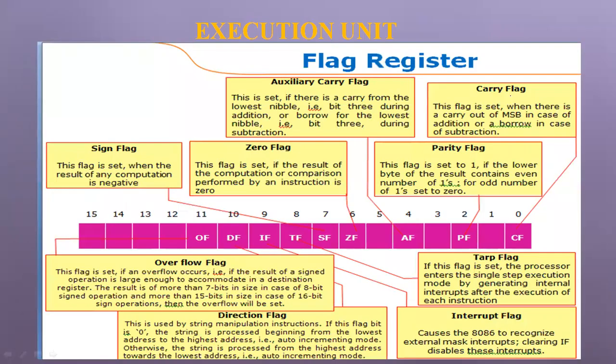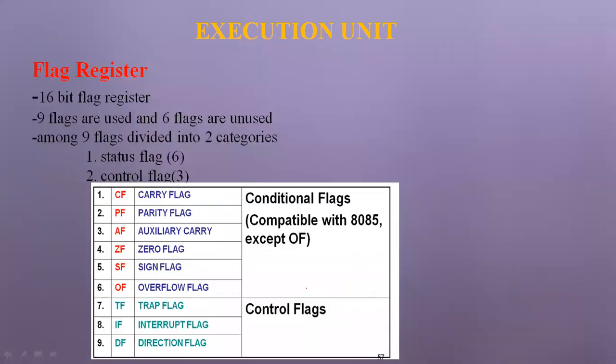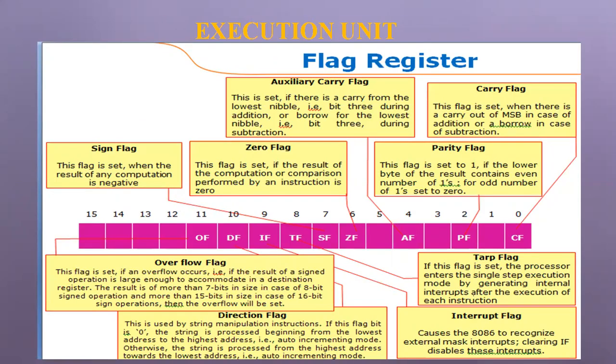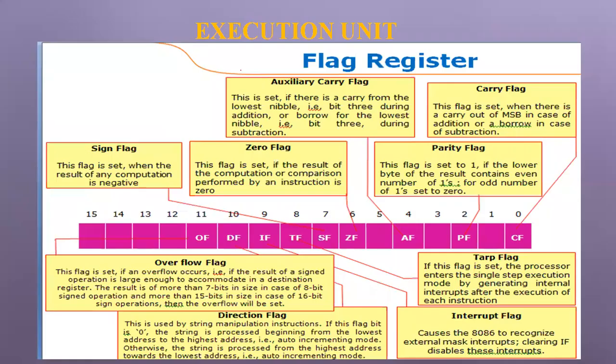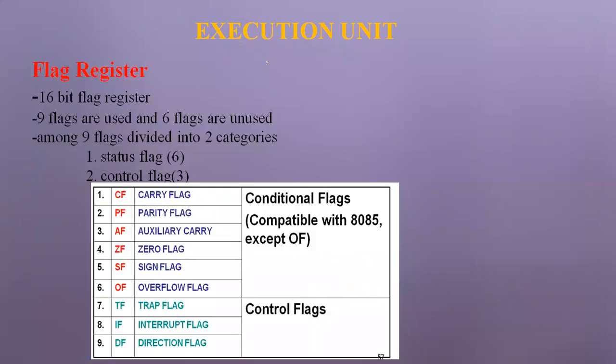6 status flags, and the remaining are control flags. So here trap, interrupt, direction. These three are called control flags. The remaining are called status flags. So the first one is the carry flag.